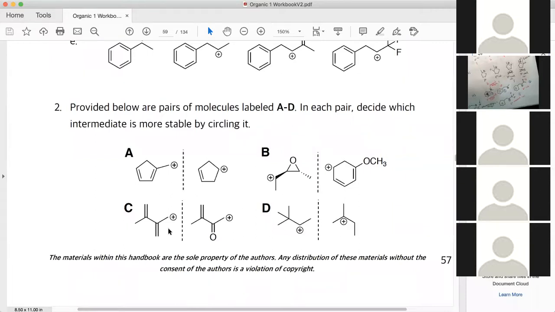So for D, we have either secondary or we have tertiary. Okay, 1 or 2. 2. You guys got it.